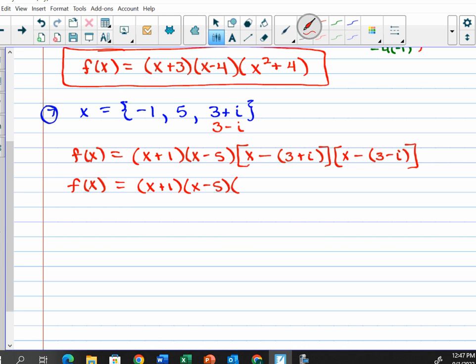All right, so next one, x plus 1, x minus 5, that's fine, leave those alone. If I try to get rid of those parentheses in this next one, do you guys see how that's going to be x minus 3 minus i? Just distributing in the negative. Okay. What's the last one going to be? x what? Yep, x minus 3 plus i.